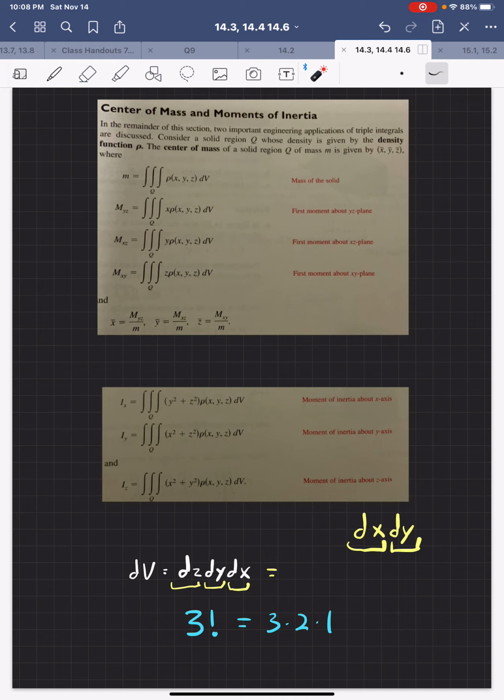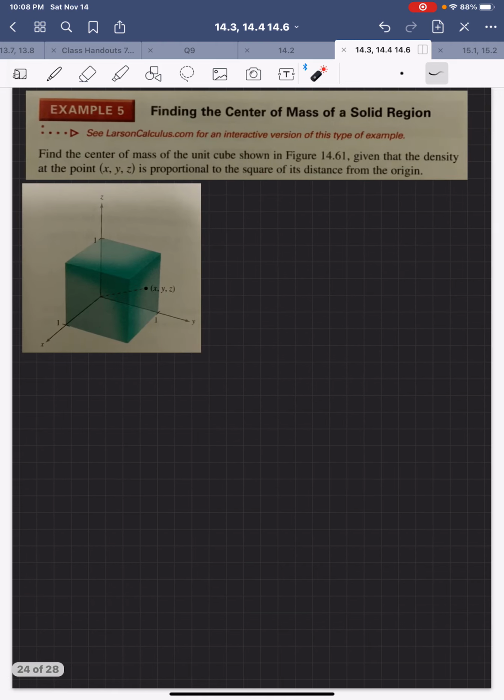So my goal is to make sure you know how to use a triple integral. And I hope that my lectures in 14.2 showed you how to switch the order of integration and the bounds of integration as such. But I would like you to just be thinking dz, dy, dx. Okay? So let's just go ahead and do one of these problems. This will be the last problem we'll do for this section. So we would like to find the center of mass of some unit cube.